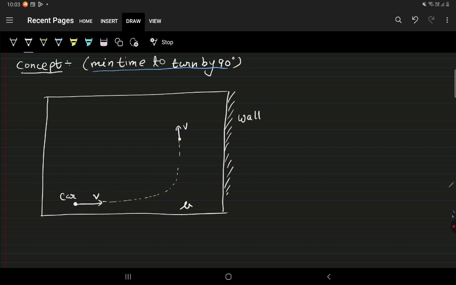So that the car does not crash into the wall, it has to turn its velocity by 90 degrees. Initially the car is approaching perpendicular to the wall, and finally it goes parallel to the wall. Then you have to analyze the trajectory of this path so that the car turns exactly by 90 degrees in the minimum time.